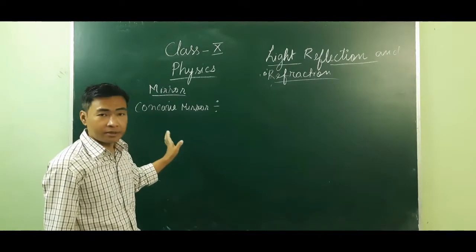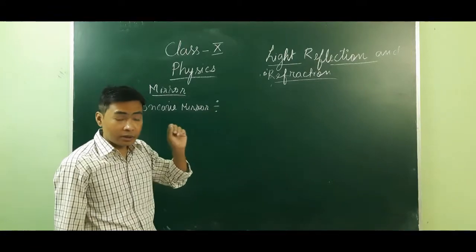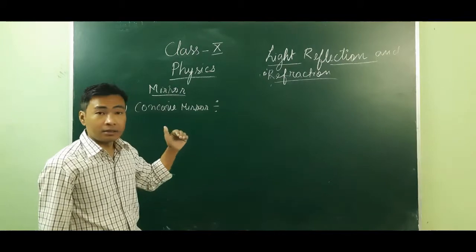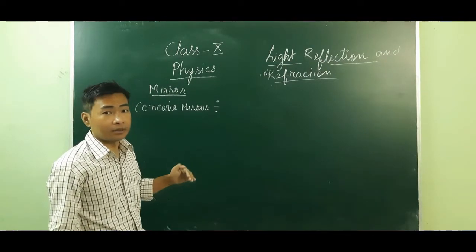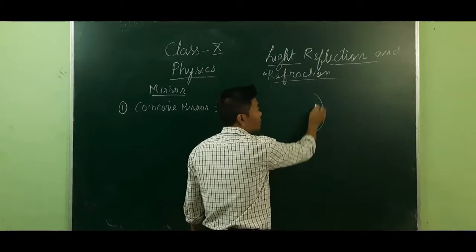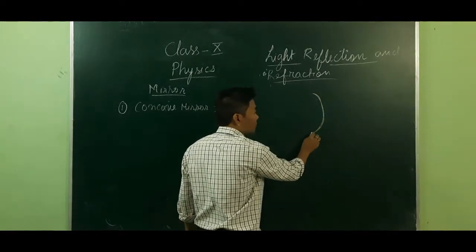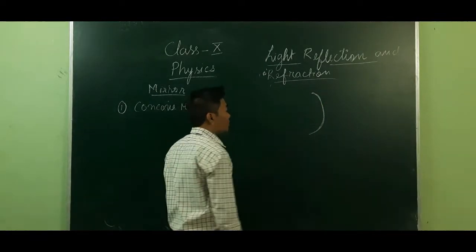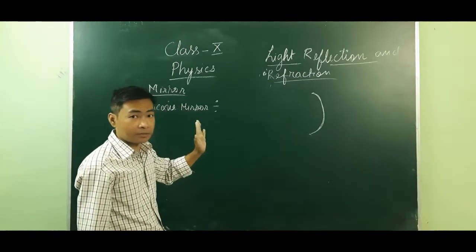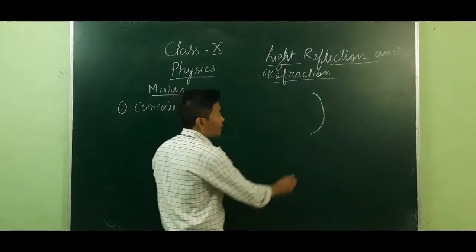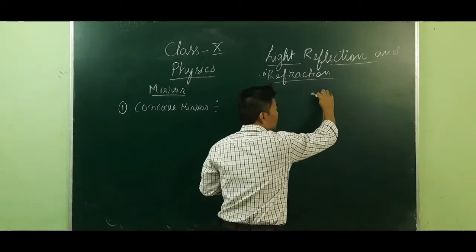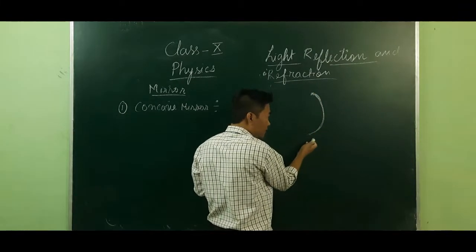Okay, the definition is very simple. A mirror whose reflecting surface is inside the curve, that type of mirror is known as the concave mirror. See here, for example, this is a curve. A mirror whose reflecting surface, the reflecting surface is the glass part, the plane part. So this is the reflecting surface inside the curve. So this is a curve and this is inside.